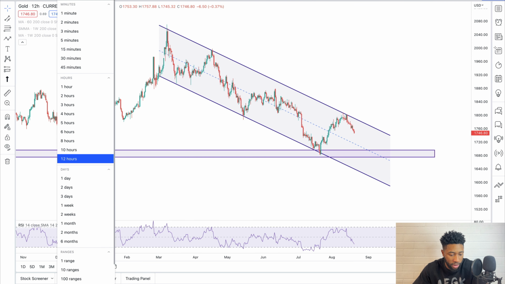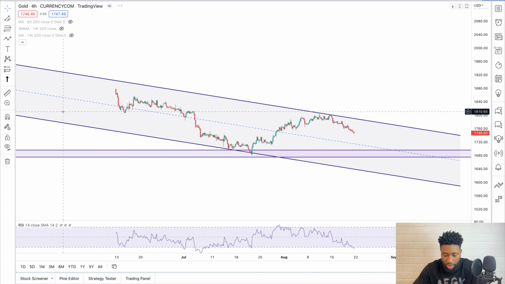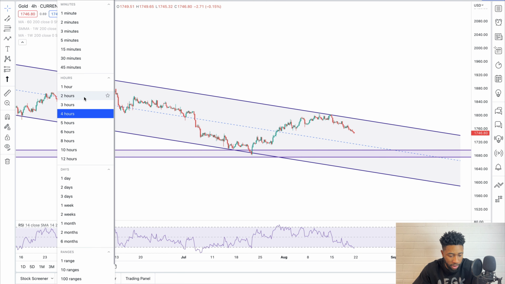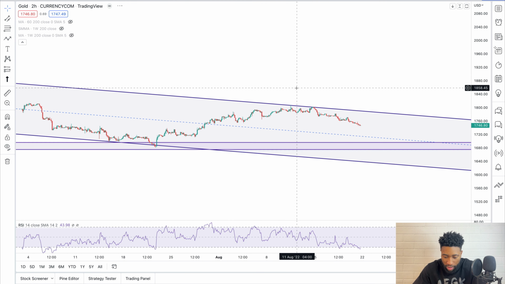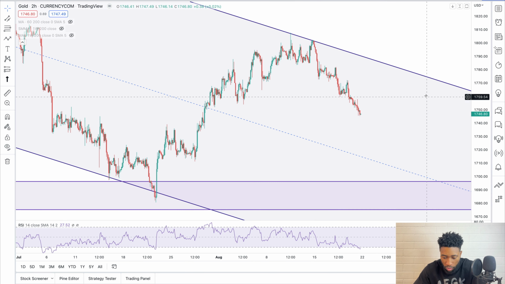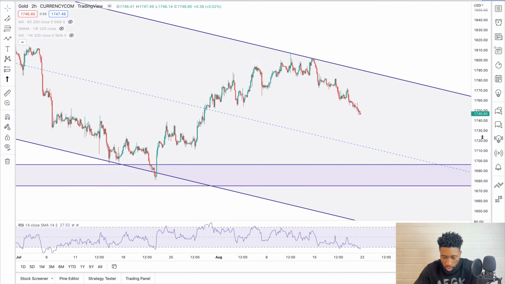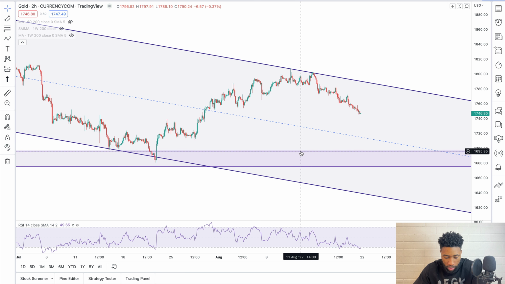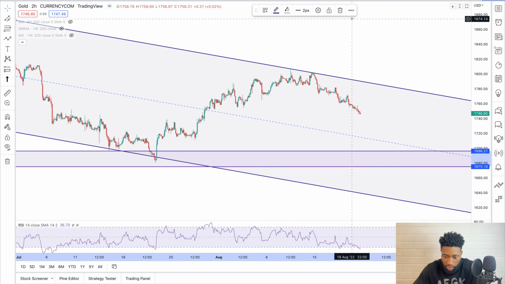So I'm just going to go down to, let's say, the 4-hour chart, so we can see clearly what's happening. Okay, let me say the 2 hour chart, so we can take a closer look at what's going on. So looking at this, I'm going to get rid of this weekly. I'm just going to bring this down a little. I'm going to get rid of this actually.